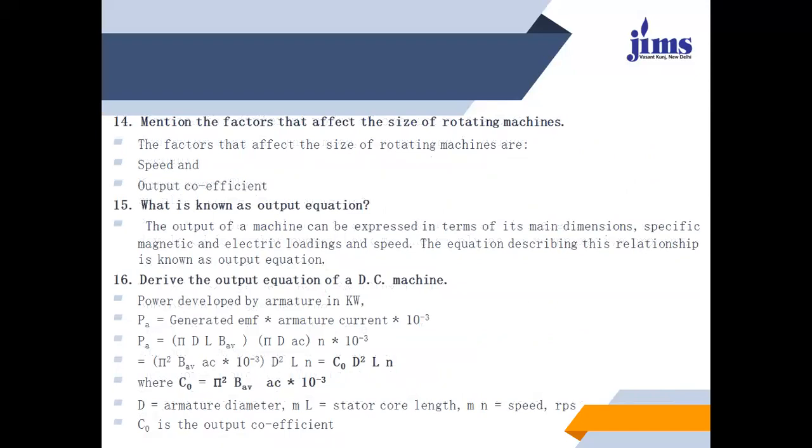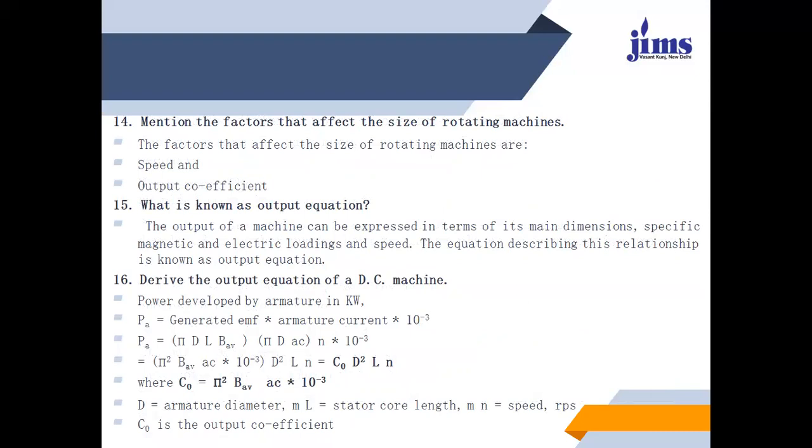The factors that affect the size of rotating machines are speed and output coefficient. What is known as the output equation? The output of a machine can be expressed in terms of its mean dimension, specific magnetic and electric loading, and their speed. The equation describing this relationship is known as the output equation.